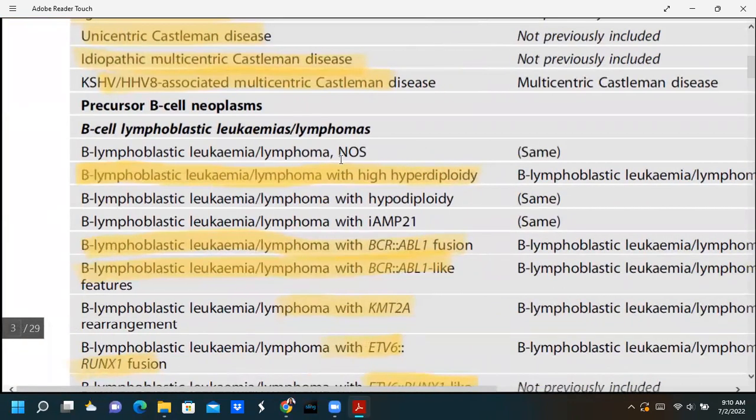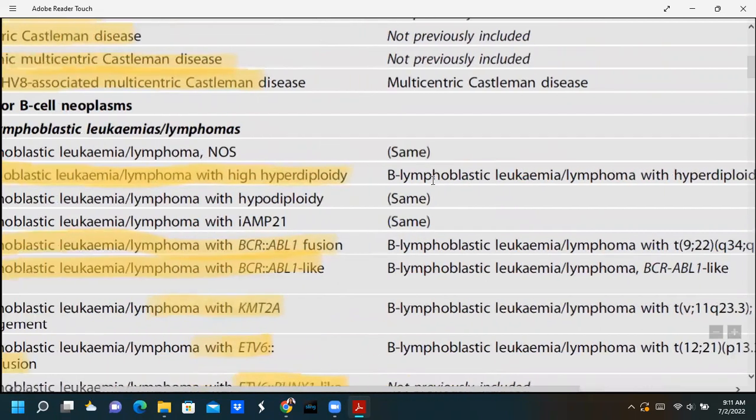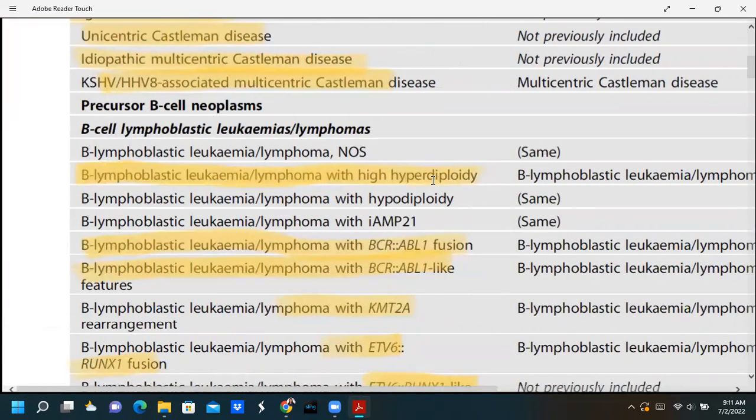Coming to the precursor B-cell neoplasms, they have B-ALL NOS, which is the same. Then they had these specific entities as previously. However, they have changed the nomenclature of some of them. Now they are calling the B-ALL with hyperdiploidy, which was previously called just hyperdiploidy, high hyperdiploidy. And apparently, from their discussions previously, the definitions are still the same, more than 50 or more than 51, if I remember correctly.